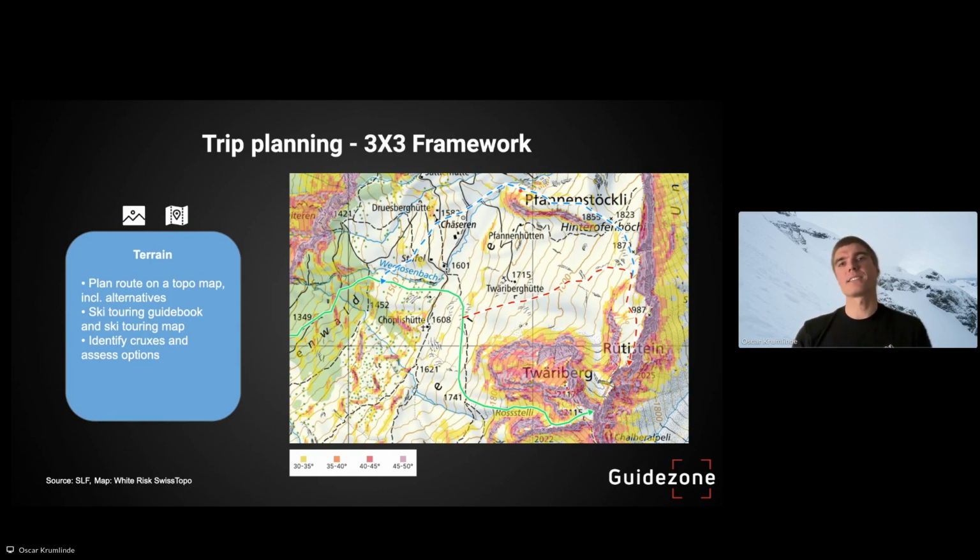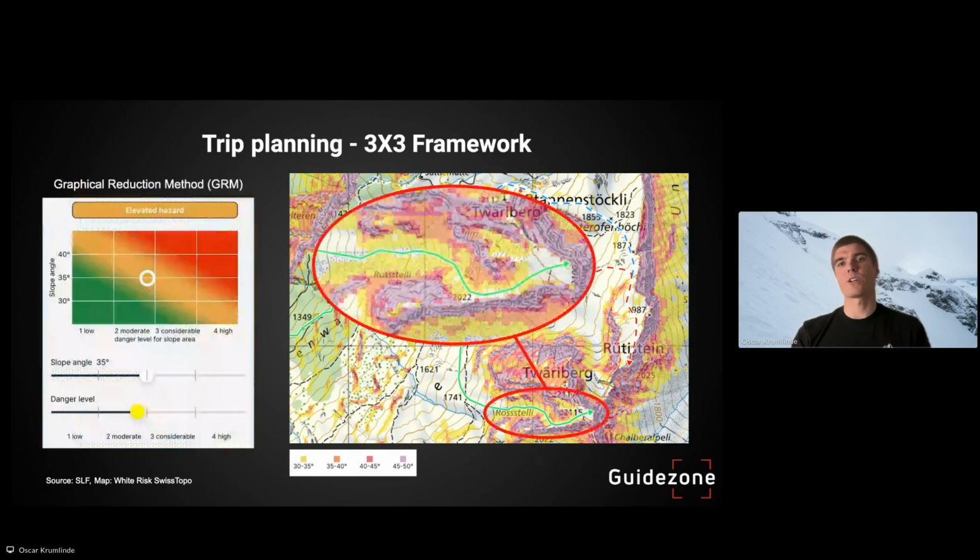And based on that, they can start identifying cruxes. And what are cruxes? Well, a crux in climbing is the hardest section, and in skiing we can refer to them as the key points of the route or the terrain that is of particular interest, which is often these avalanche slopes or slopes that are steep enough for avalanches to occur.